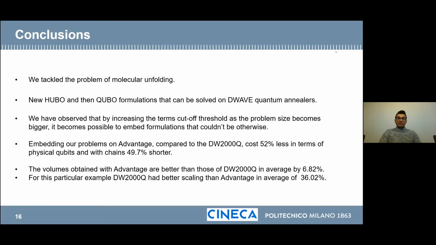Embedding our problem on Advantage compared to the D-Wave 2000Q cost 52% less in terms of physical qubits, and with chains 49.7% shorter. The volumes obtained with Advantage are better than those of 2000Q by 6.82%, and the scaling on average of 2000Q is 36.02%.